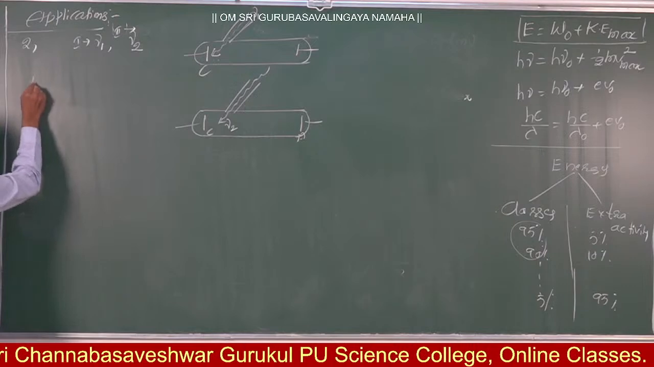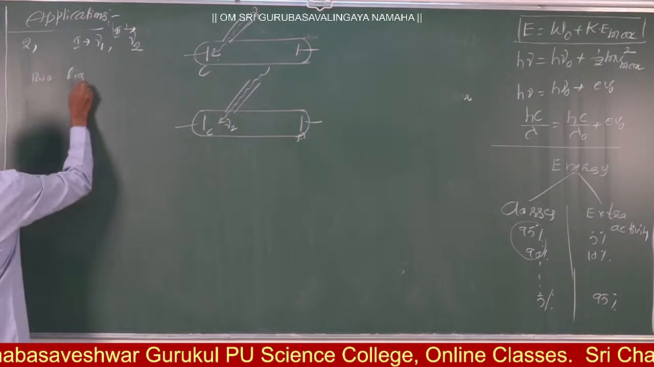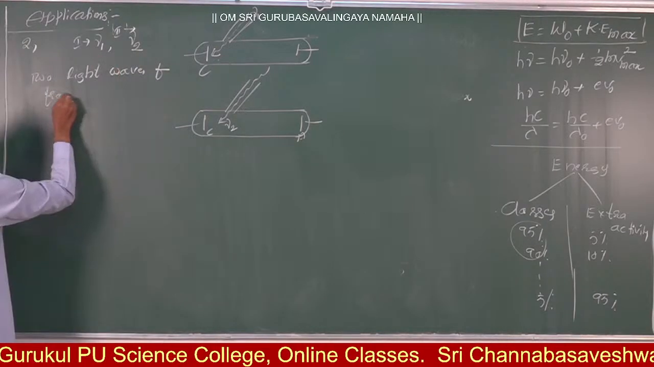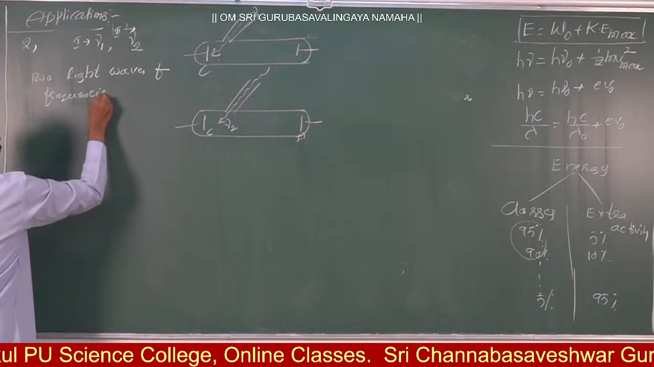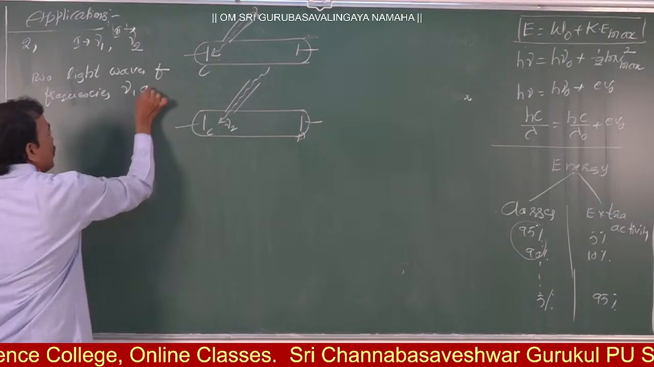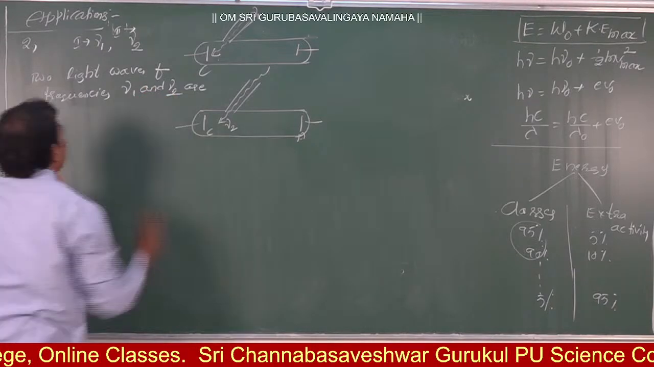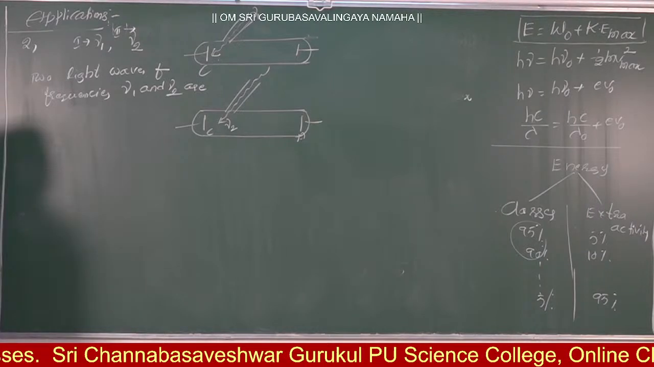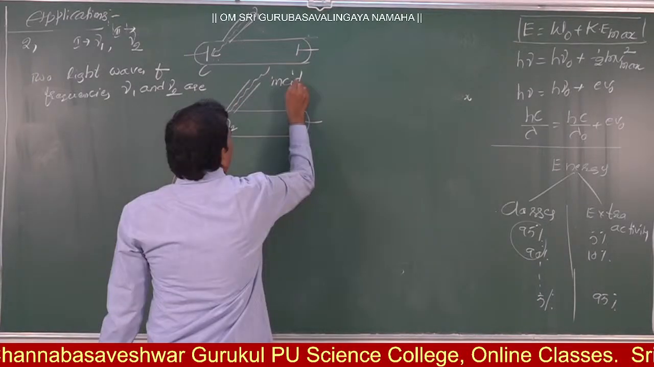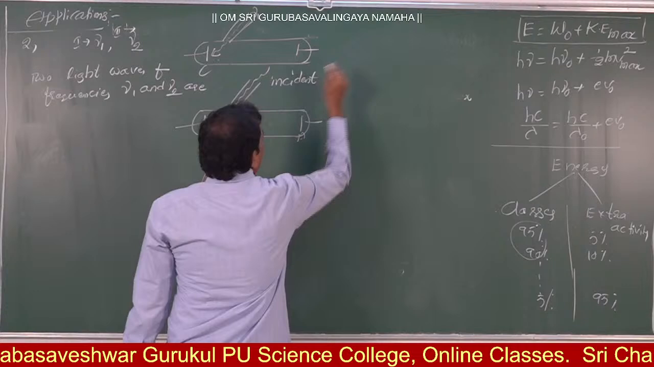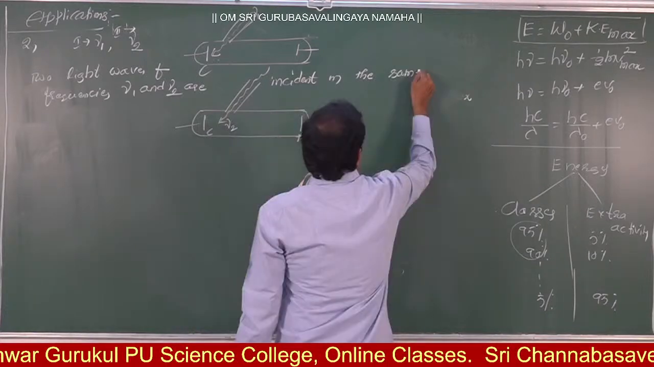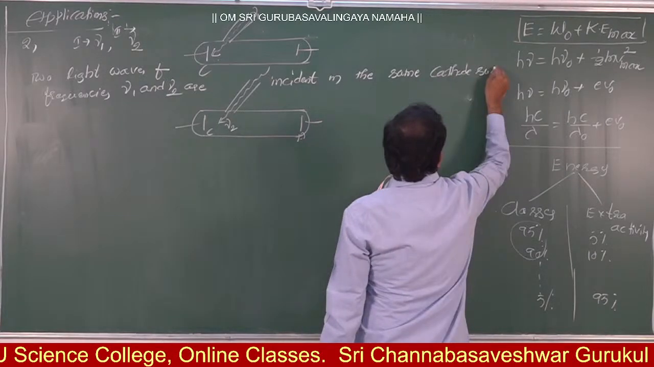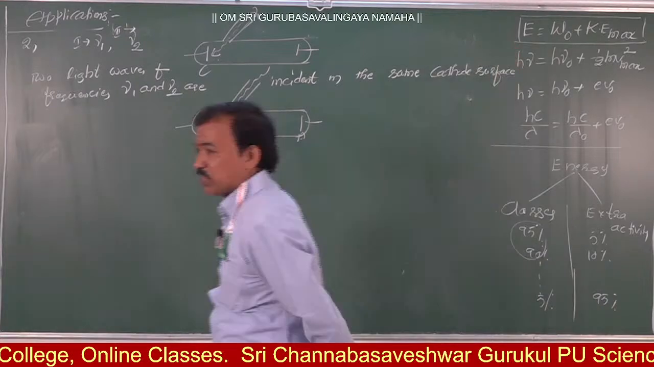Two light waves of frequencies nu1 and nu2 are incident on the same cathode surface, the same metal surface.